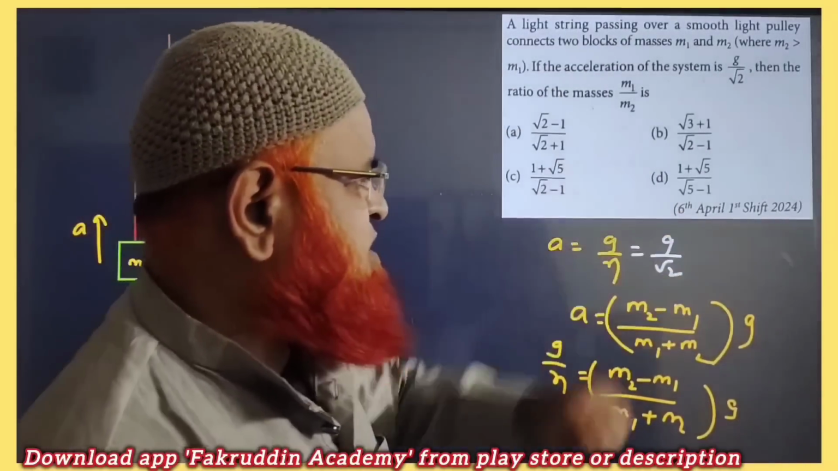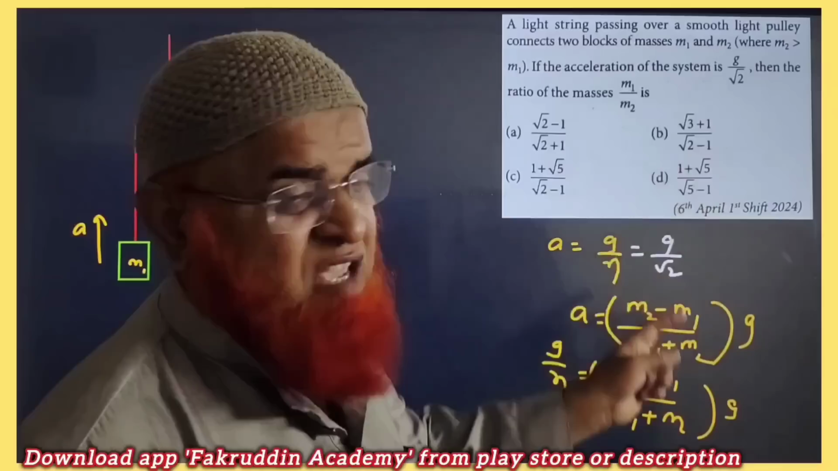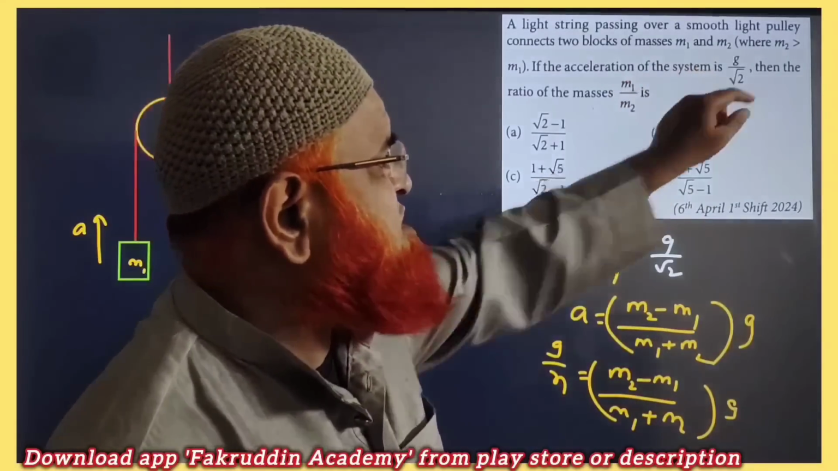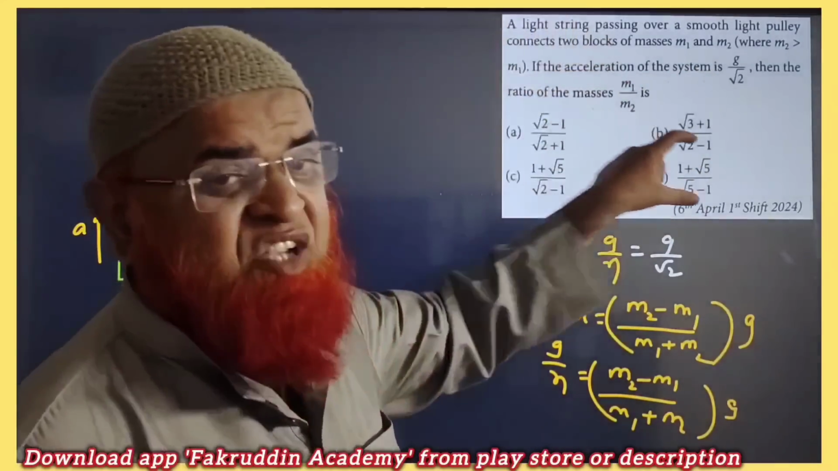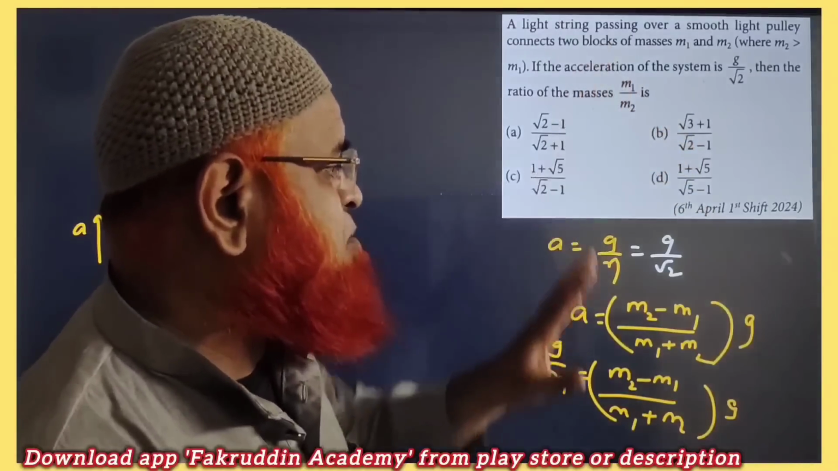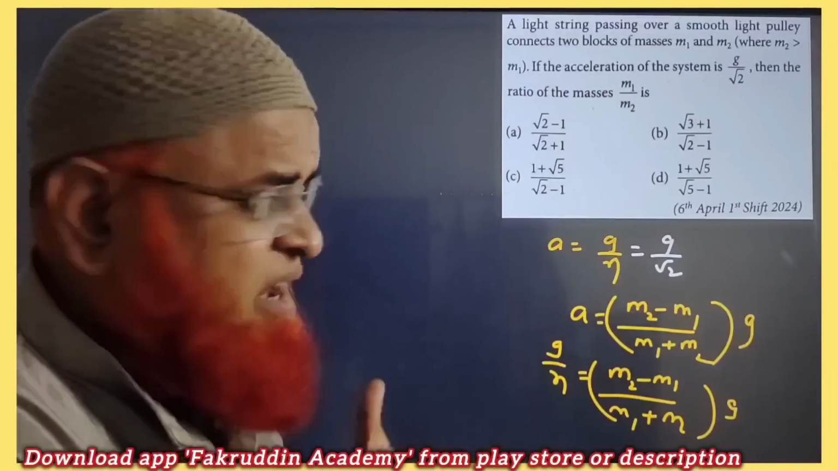You all know this is a previous year question asked in 2024 JEE Mains. It is given that acceleration is equal to g by root 2. If acceleration is equal to g by root 2, what is the ratio of m1 by m2? It's a simple short trick, let me create it for you.